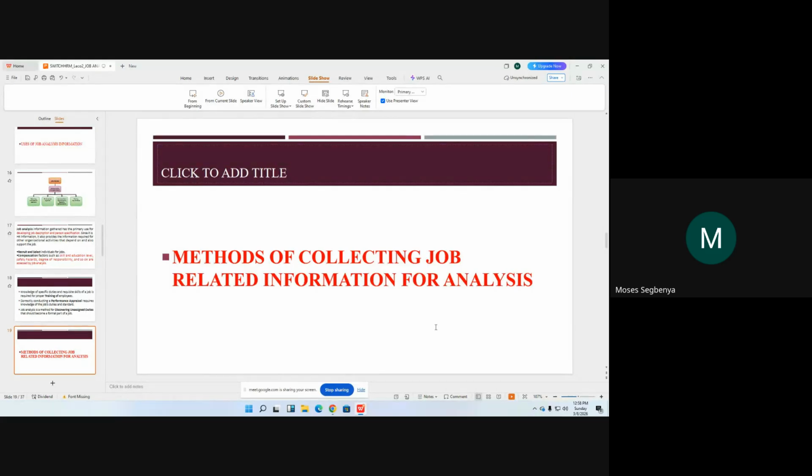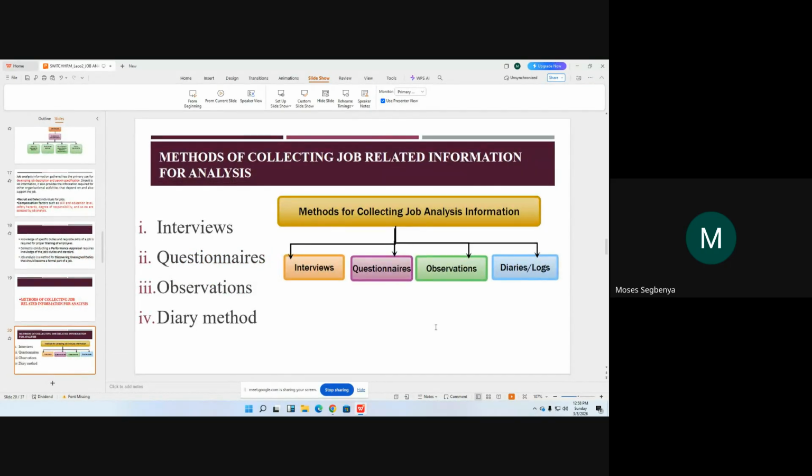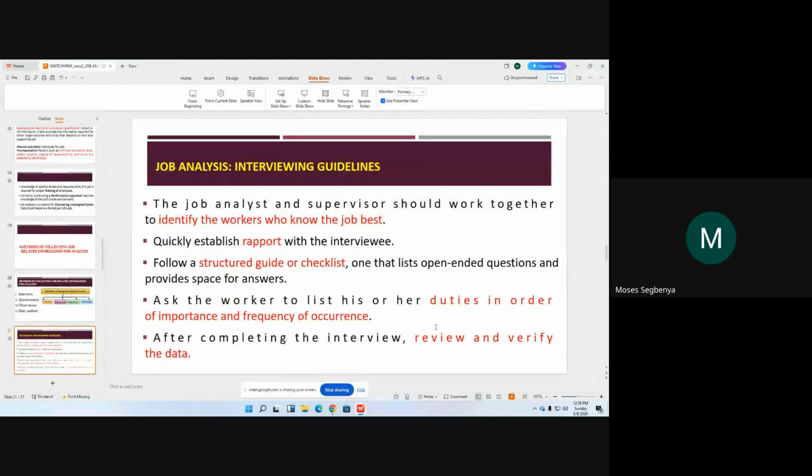How can I collect the job analysis information? That is the methodology. And I can do that through interviews, questionnaires, observation, or diary method. How do I do that through the interview? The job analyst, the person who does the job analysis, last week we agreed that there are aspects of the HR management job for specialization.